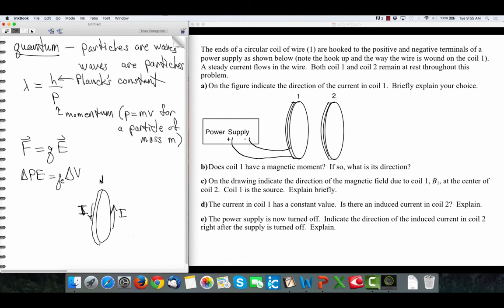I'm pretty sure that whoever wrote this, that first question on the figure, indicate the direction of the current in coil 1 and explain your choice, if I were grading it, I wouldn't grade problem A. I would look at problem A and use that to think about the answers to the rest of it, because the answers to the rest of it depend on what you thought about problem A.